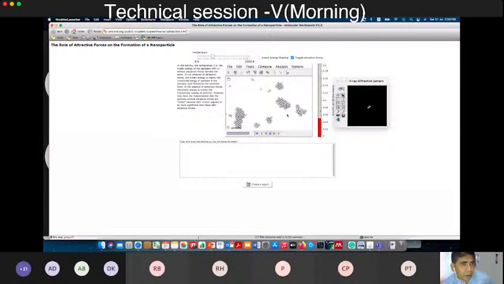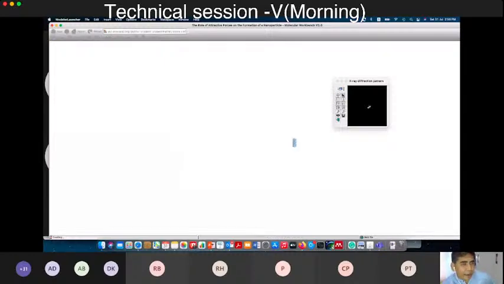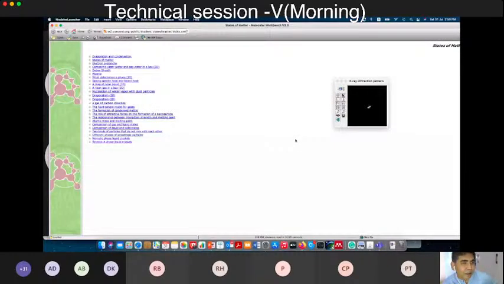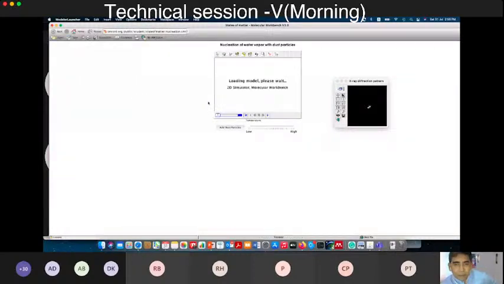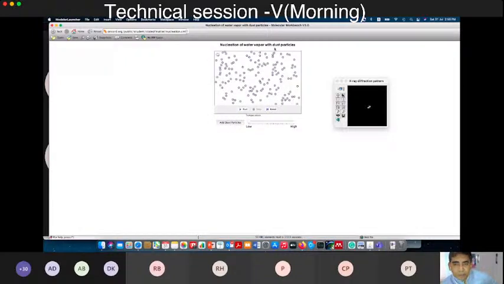But you can go to a lot of other simulations, like plasma, or nucleation of water vapor with a dust particle. How does this nucleation of water vapor happen if you have a dust particle, carbon dust for instance? We have to go for a low to medium temperature, for instance, and run it. Then it will be nucleated. The water molecules will be nucleated like this.